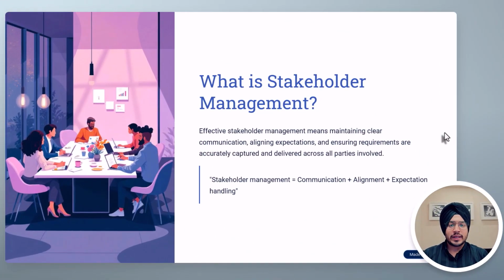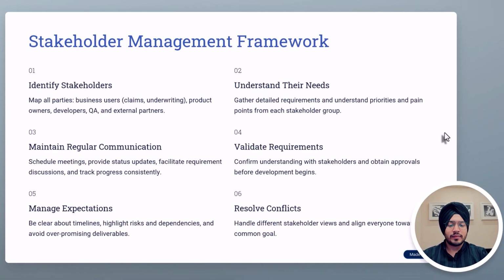What is stakeholder management? Effective stakeholder management means maintaining clear communication, aligning expectations, and ensuring requirements are accurately captured and delivered across all parties involved. So, in short, stakeholder management means understanding the needs or expectations of the stakeholders, aligning with the deliverables, and resolving the conflicts with the stakeholders.